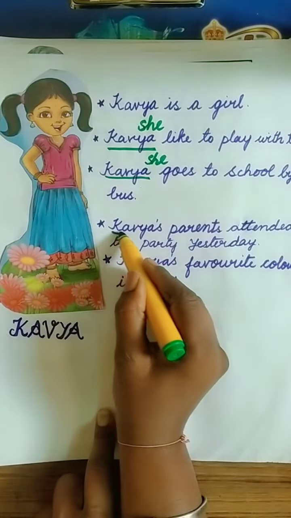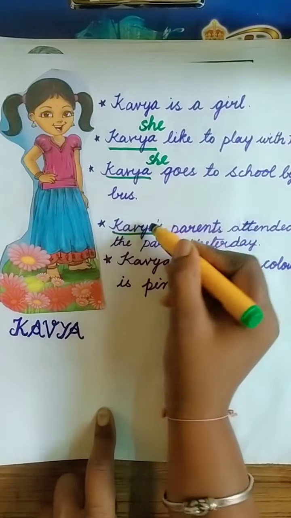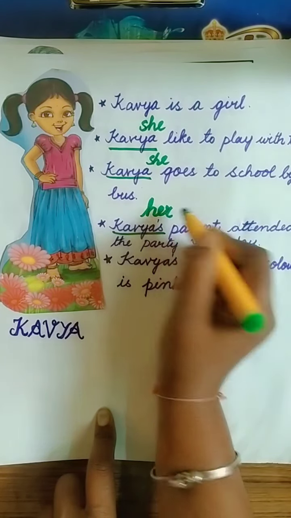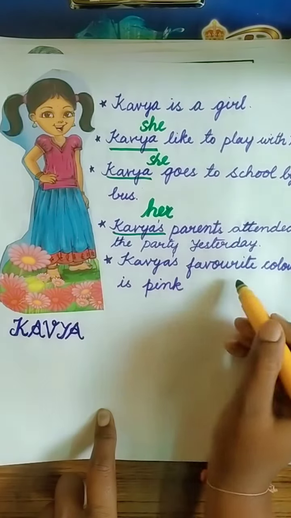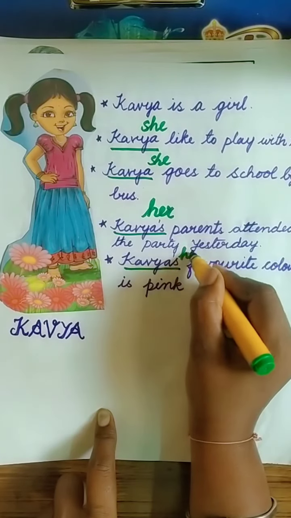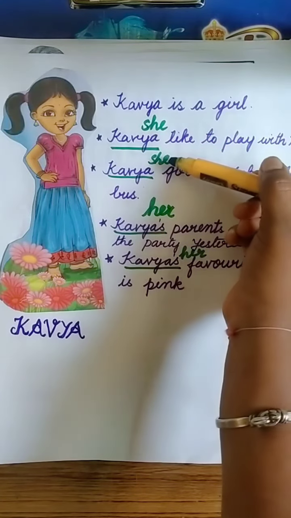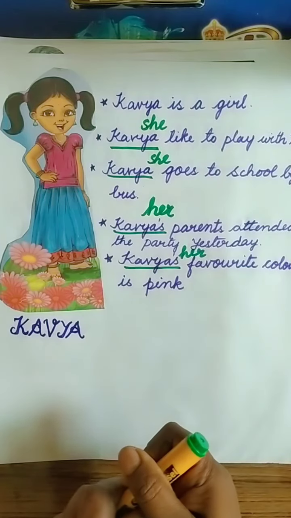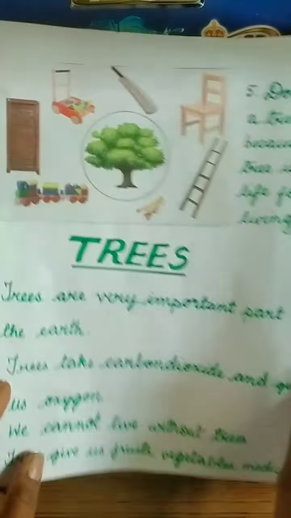Here, when it comes to Kavya's parents, I am not using she. I am going to use her. So, her parents attended the party yesterday. Kavya's favorite color is pink. Her favorite color is pink. So, the words which I am using, she, her, these are called the personal pronouns.